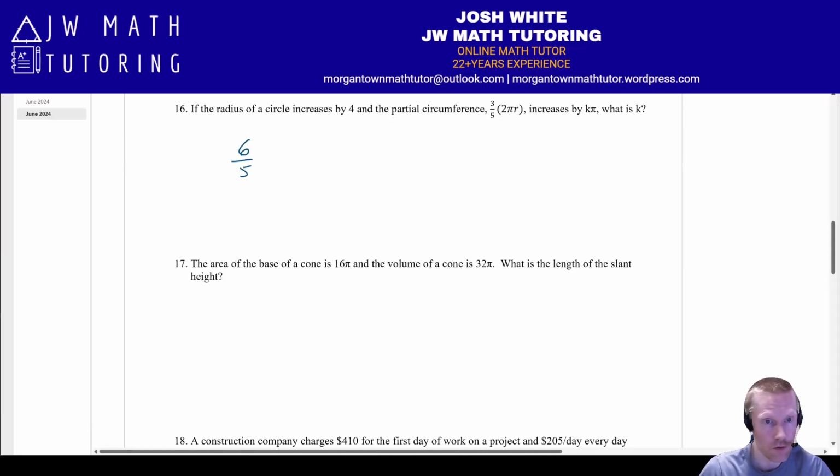But if you multiply it out, you get 6/5 pi r, and you set that equal to kr, and then you just solve for k. And for the r, we plug in 4 because the radius is increasing by 4.